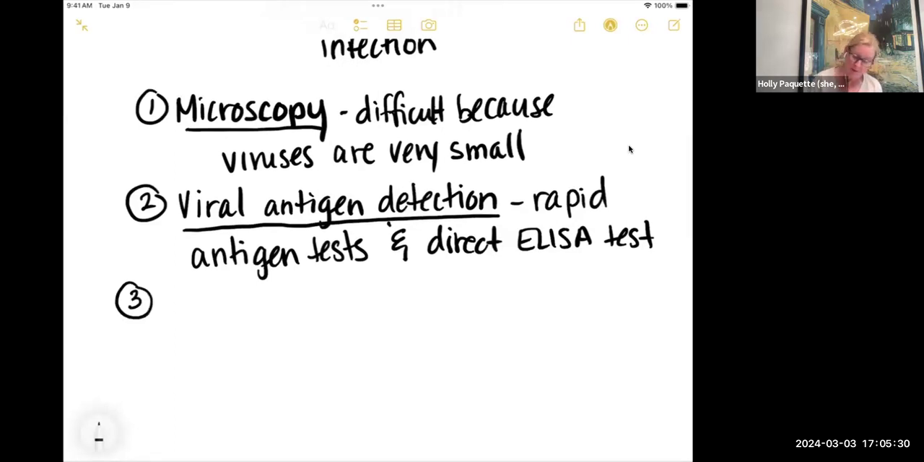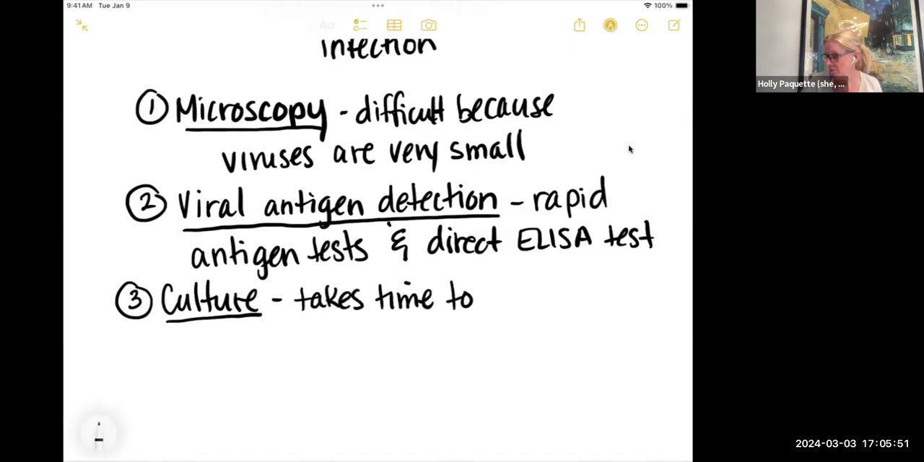The third one is that we might do what is called a culture of the virus. Basically, what that means is that you take the sample from the person and you put it on top of cells. And then we wait like 3 to 5 days to see if the cells are destroyed by a viral infection. This one's not so great because it takes time to grow cells, right? And see if they are damaged, if a virus damages them.